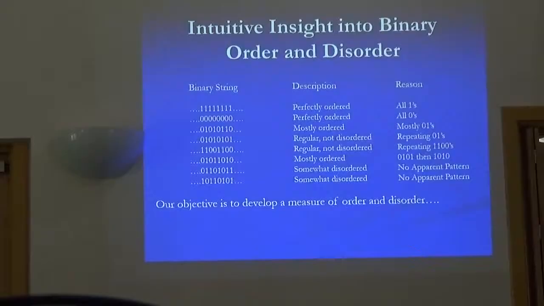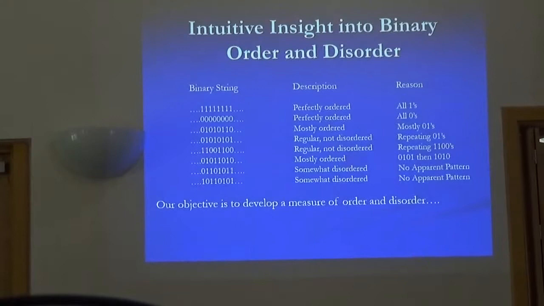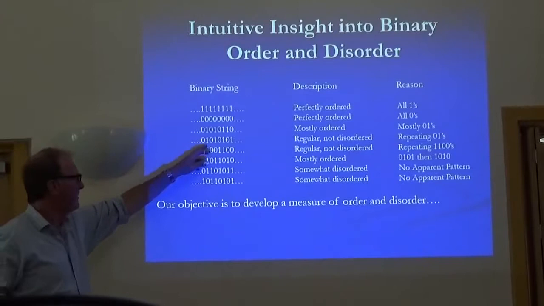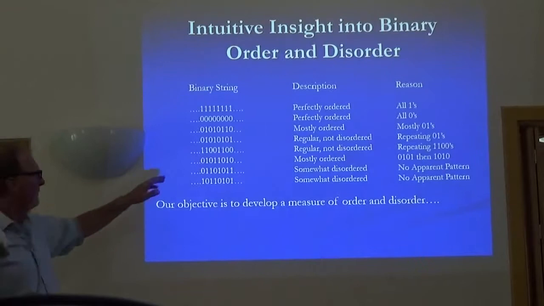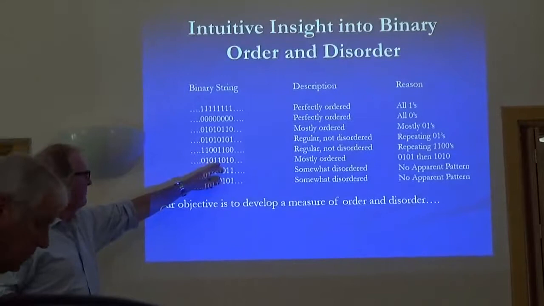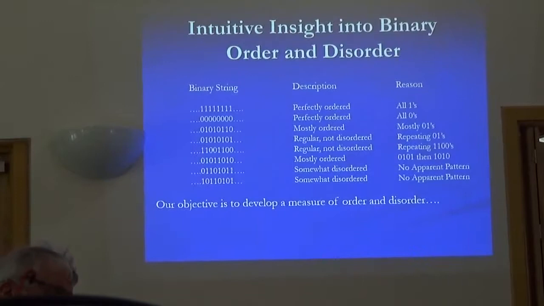We've got some binary strings. All the ones: we understand that is a perfectly ordered string. All the zeros, perfectly ordered. Down here, 0101001, it's regular, it's not disordered. It's in fact what is known as a periodic string. Here we've got a string that's 0101, and then the digits reverse, 1010. So that's neither ordered nor disordered. We've got some intuitive understanding of what we feel about these binary strings.